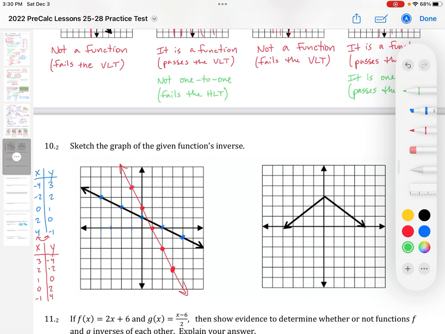And notice if I graph in this line y equals x, remember those should be a reflection over that line if they're inverses of each other. So that's a quick way that you can check.